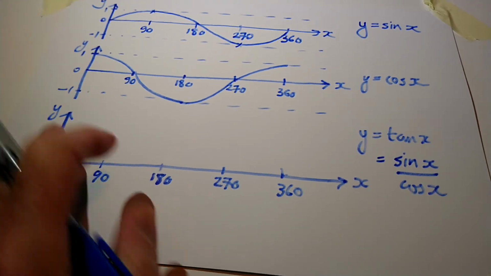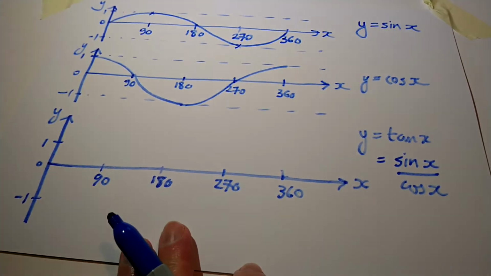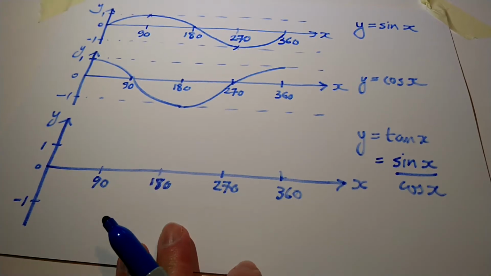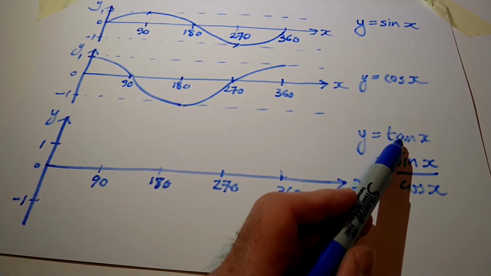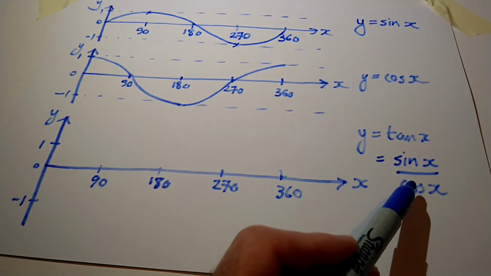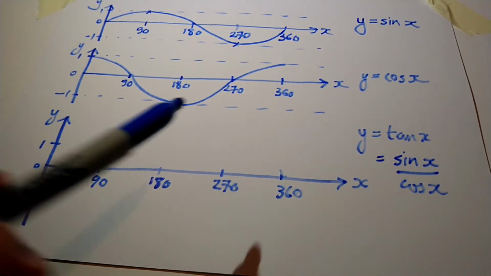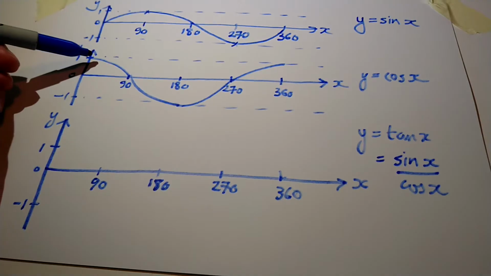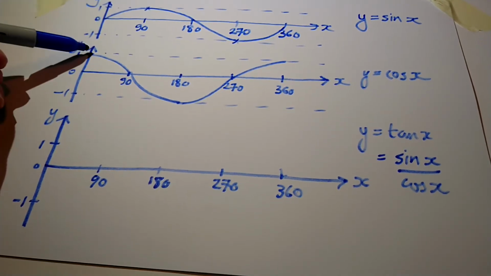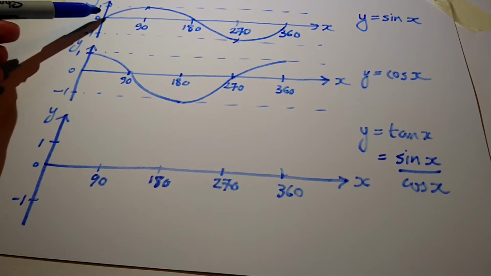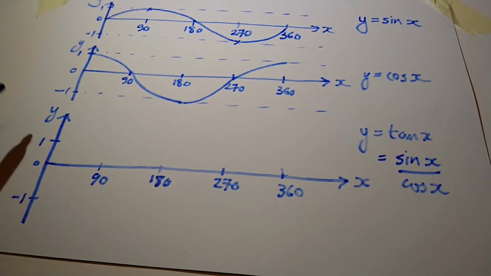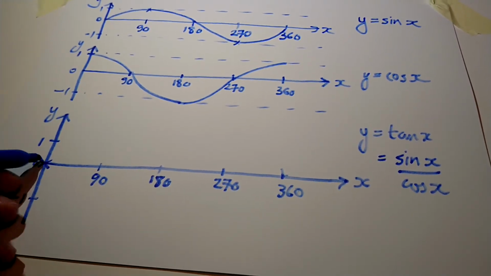Okay, I've done the same for the third set of axes, and this is where I'm going to plot the tan graph. In order to do that, I'm going to remember that tan x is equal to sine x divided by cos x. And I'm just going to do the division using the top two graphs. So sine divided by cos. So when x is 0, we've got 0 divided by 1. Well, that's straightforward. That's equal to 0.